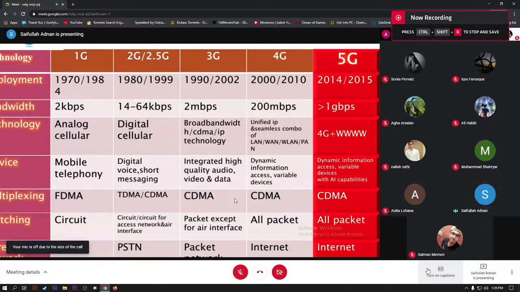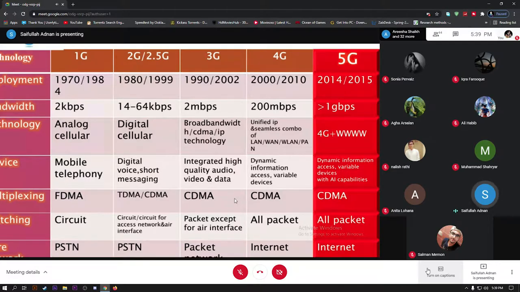In that one, it was only possible to send digital voice and short messaging. The technology, basically FDMA, frequency division multiple access, was used in 1G, but that was not compatible. So the researchers introduced another technology in 2G or 2.5G, which was time division multiple access or code division multiple access.